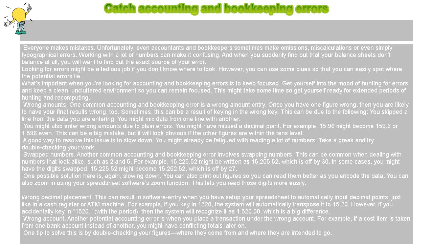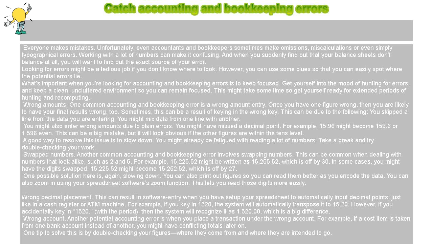Swap numbers. Another common accounting and bookkeeping error involves swapping numbers. This can be common when dealing with numbers that look alike, such as 2 and 5. For example, 15,225.52 might be written as 15,255.52, which is off by 30.